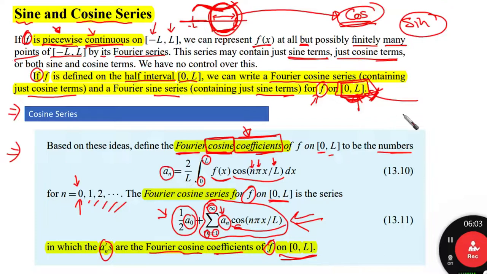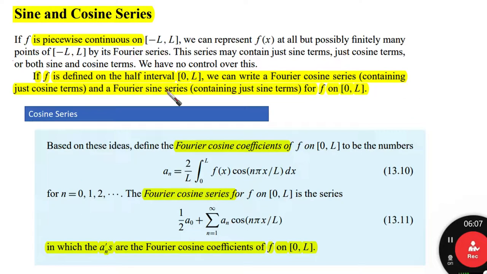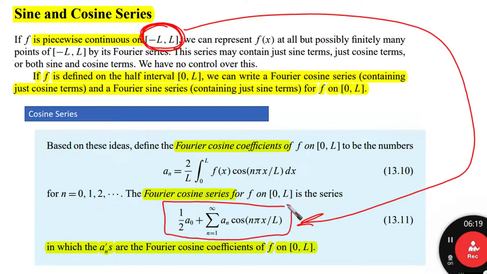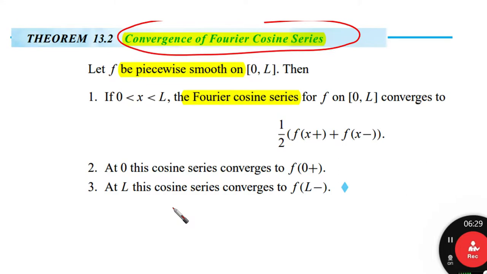I think that we have understood now what we want. Let's clean everything up. Simply, we are saying that if we have a piecewise continuous function on this interval, we can define it using Fourier cosine terms only, using this equation. This is in simple terms what we want to do, using only cosine terms. Okay, now let's go to the convergence theorem.